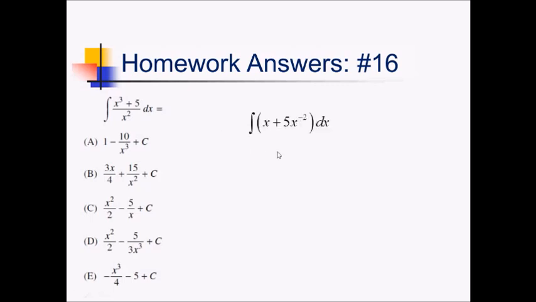And now using my reverse power rule, this is going to become x squared over 2. And then this next one, this bumps up to a negative 1. Dividing by that, we've got negative 5x to the negative 1. And then all of that plus c. So that's going to be answer choice, let's see here, C.